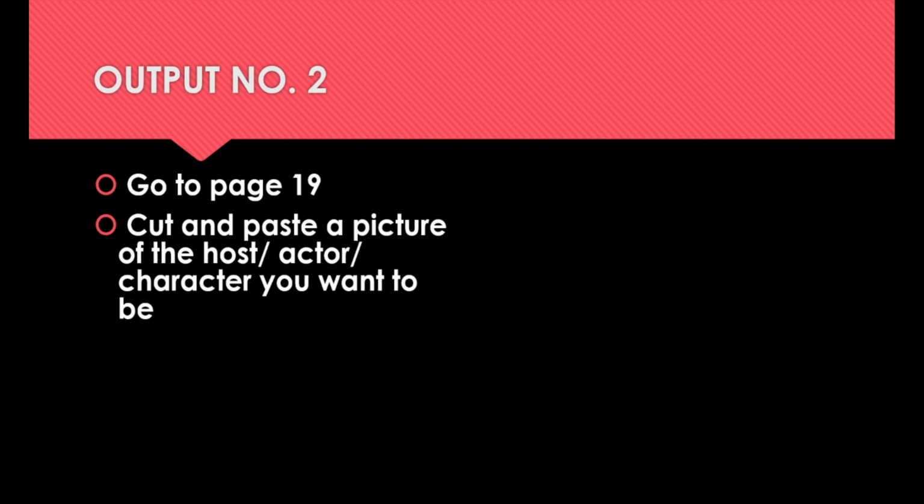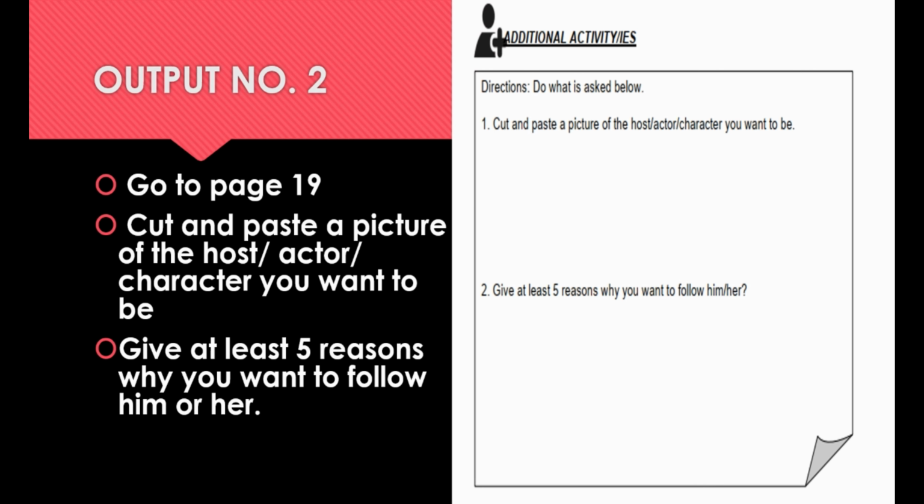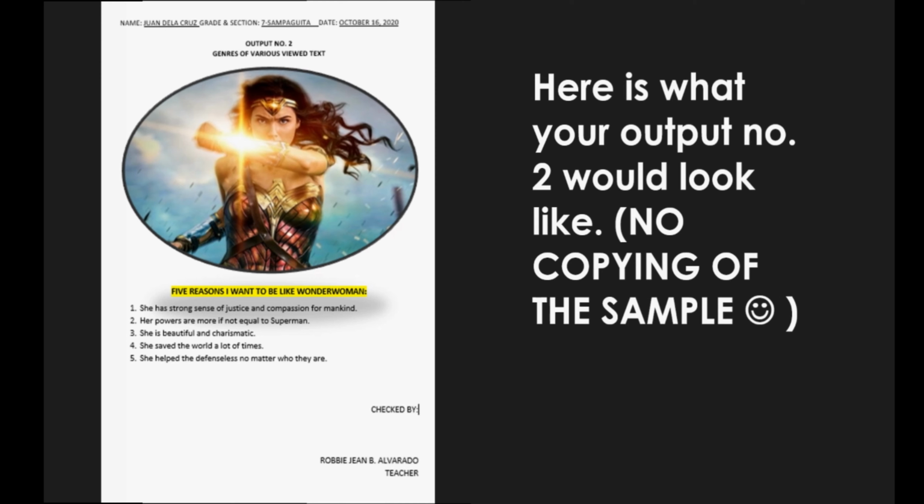Now, for your output number 2, go to page 19, additional activity. Cut and paste a picture of a host, actor, or character you want to be. Give at least 5 reasons why you want to follow him or her. Make sure the ones you choose can be seen either on TV, cinema, or internet. Here is what your output number 2 would look like. No copying of the sample, please. It may be hand-drawn or computerized and inserted to your portfolio.